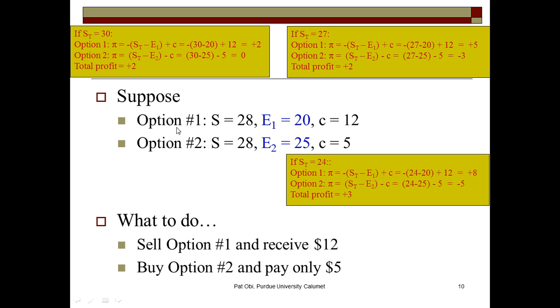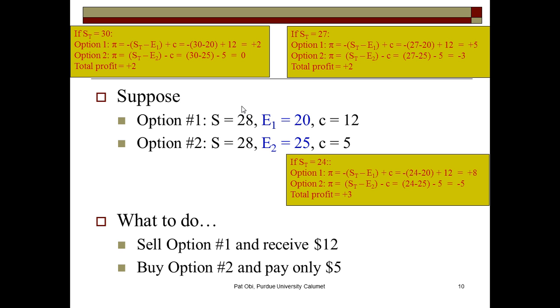Now though, suppose option number 1 with an exercise price of 20 is selling for 12, and option number 2 with an exercise price of 25 is selling for 5. Again, notice the difference in their exercise prices is 5, but the difference in their call premiums is 2 more than the difference in exercise price. So this outcome does not support that statement, and if it doesn't, then it would open up this transaction to some arbitrage opportunities.